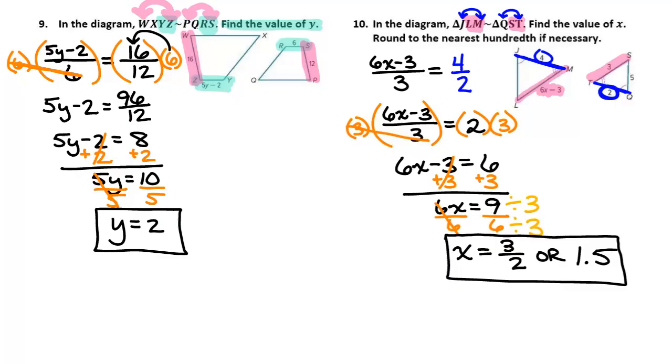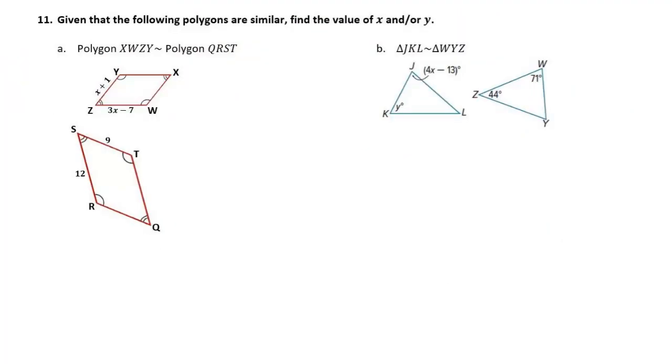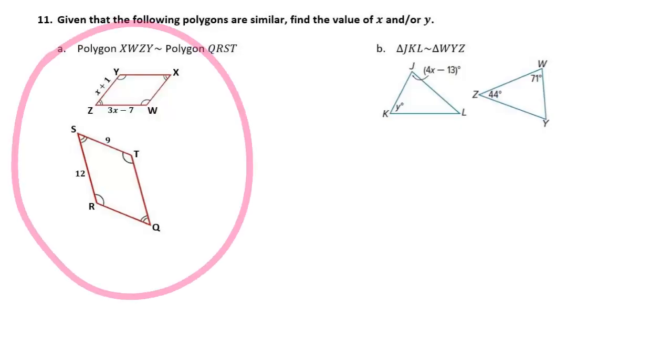Yes. You had a question? Oh, yes. So number 11. Given the following polygons are similar, find the value of x and or y. So on part A, do we have both an x and a y? On part A. No, there's 2 x's. We do not have x and y.